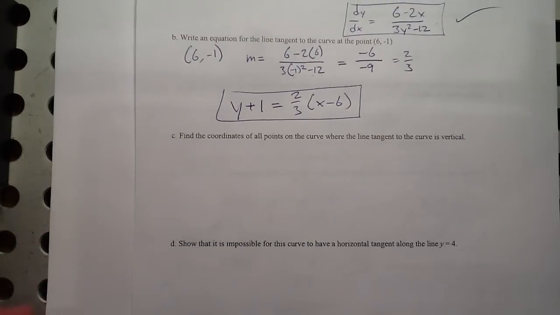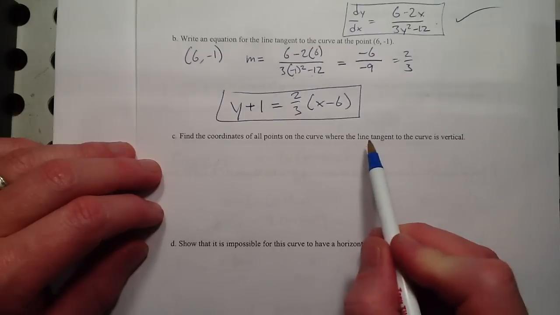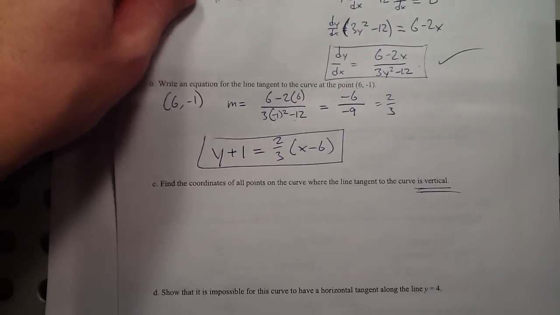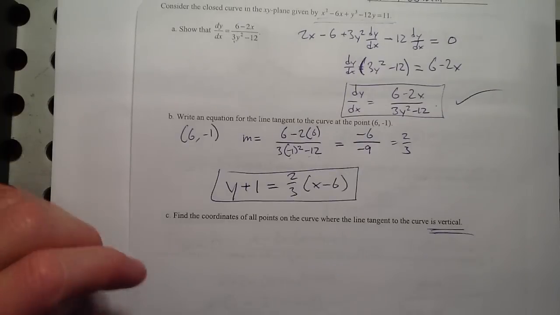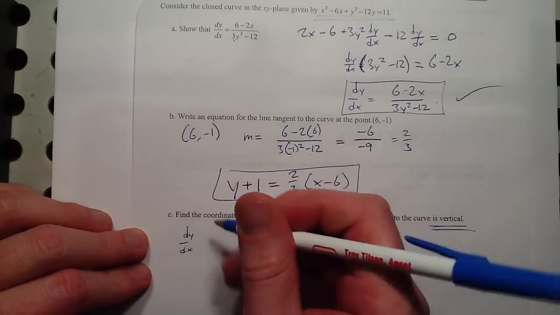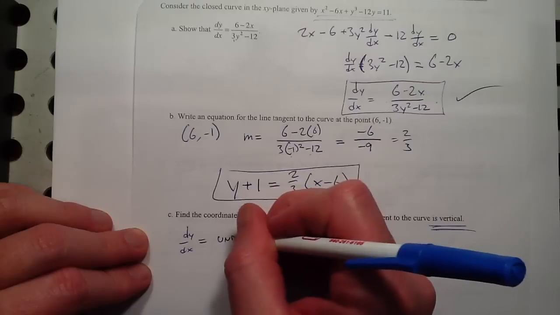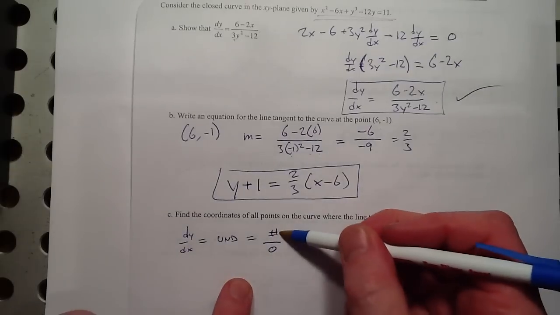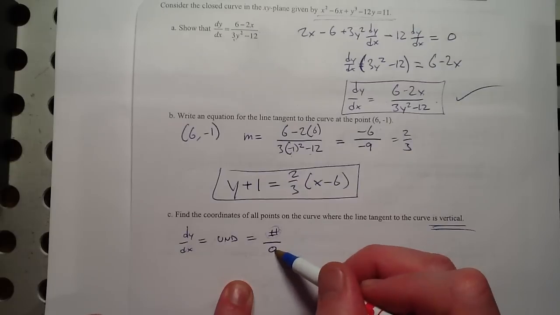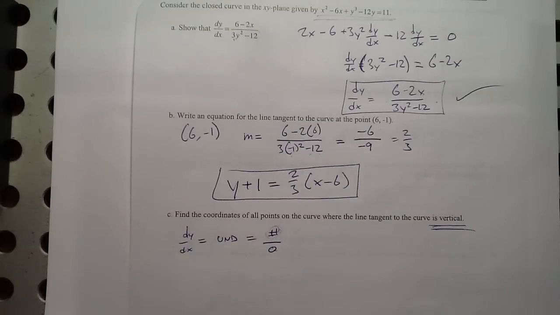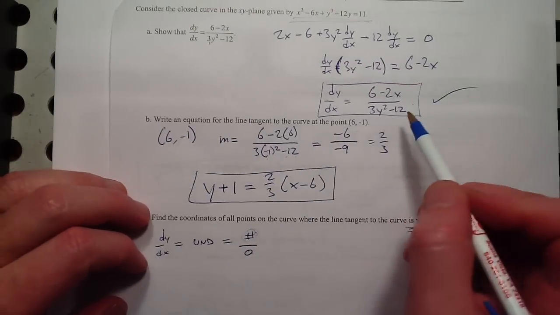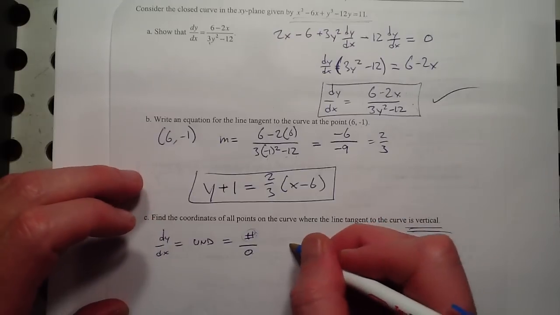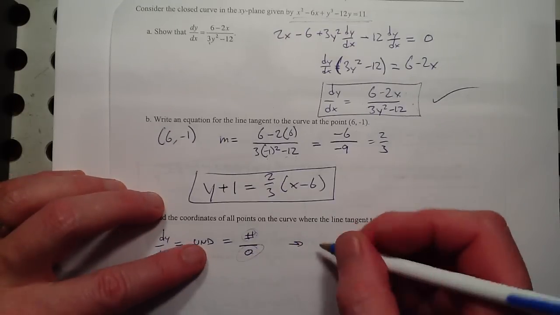Next part. Find the coordinates of all points on the curve where the tangent line to the curve is vertical. Well, what would make the tangent line vertical? For it to be vertical, dy/dx must be undefined, or in other words, equal to a number over 0, right? That's how we get vertical tangent lines. Lots of rise, no run, straight up and down. So unlike our horizontal ones, instead of setting the top equal to 0, now we want the bottom to be equal to 0.